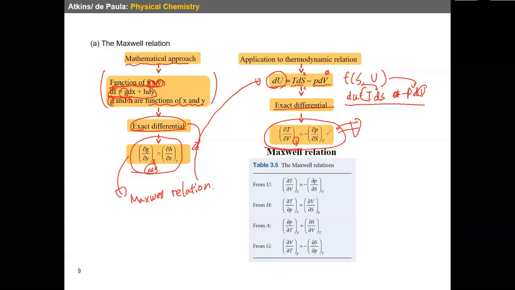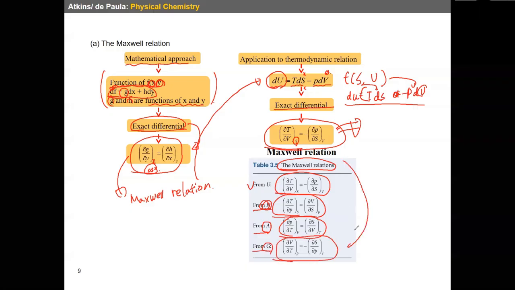So using this kind of system, we can derive different types of Maxwell relations, which is what we derived now. From this Helmholtz energy and from this enthalpy, we get this relation. And from this Gibbs energy, we have this one. So these are the Maxwell relations, the thermodynamic equations organized by these Maxwell relations.